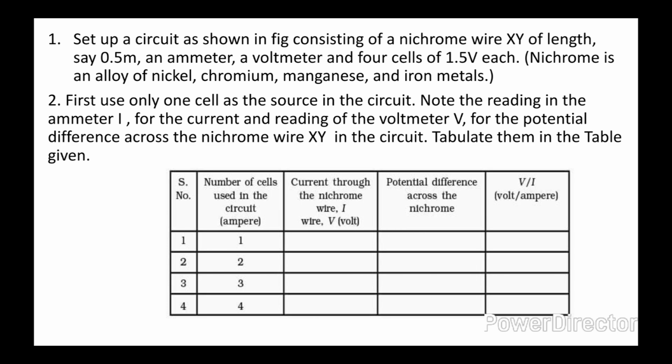So as I told, it consists of 5 columns. You will tabulate one by one. So first serial number, next I have connected one cell. While you have connected one cell, you will write down how much current is flowing, and what is the potential difference, and next you will calculate the ratio V by I.